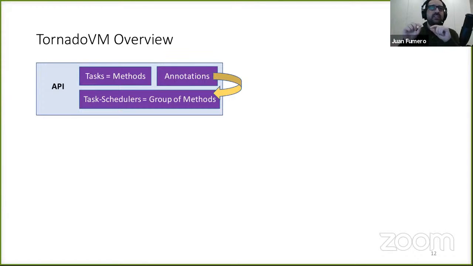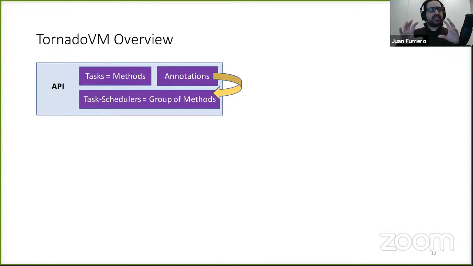To do that, we provide two Java annotations that can be used in your code to say, please parallelize this loop. This loop is a candidate for parallelization. Don't worry about the details. I'm going to give you a few examples later on, step by step. This is just a high-level overview.